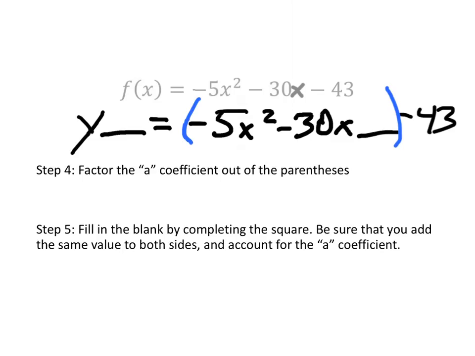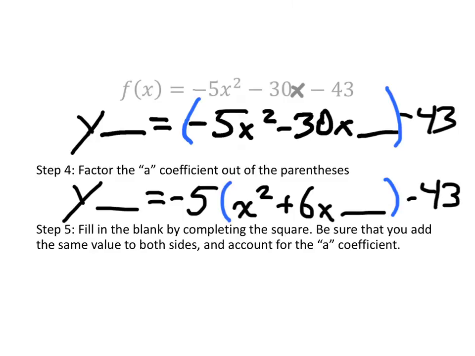Next I'm going to factor the a coefficient, so that's the negative 5 in front of the quadratic term, out of the parentheses. When I factor the negative 5 out of the parentheses, I have x squared plus 6x in the blank left inside, and I can check this by redistributing the negative 5 to check that I could still get what I had originally. So negative 5 times x squared is negative 5x squared, and negative 5 times positive 6x is negative 30x. So that shows that this is still valid.